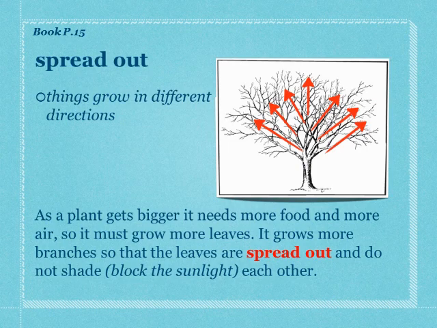Page 15. Spread out. Things grow in different directions. As a plant gets bigger, it needs more food and more air, so it must grow more leaves. It grows more branches so the leaves are spread out and do not shade, block the sunlight of each other.